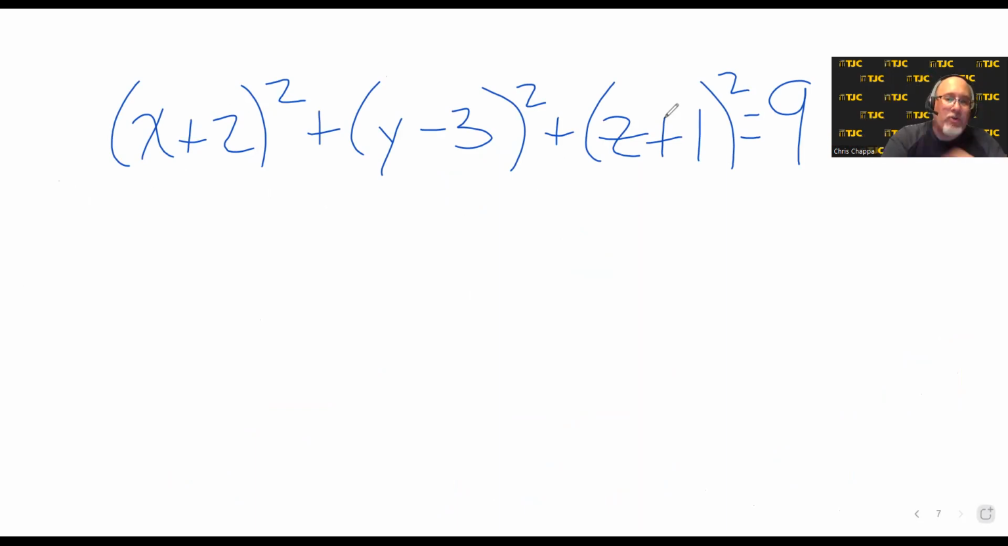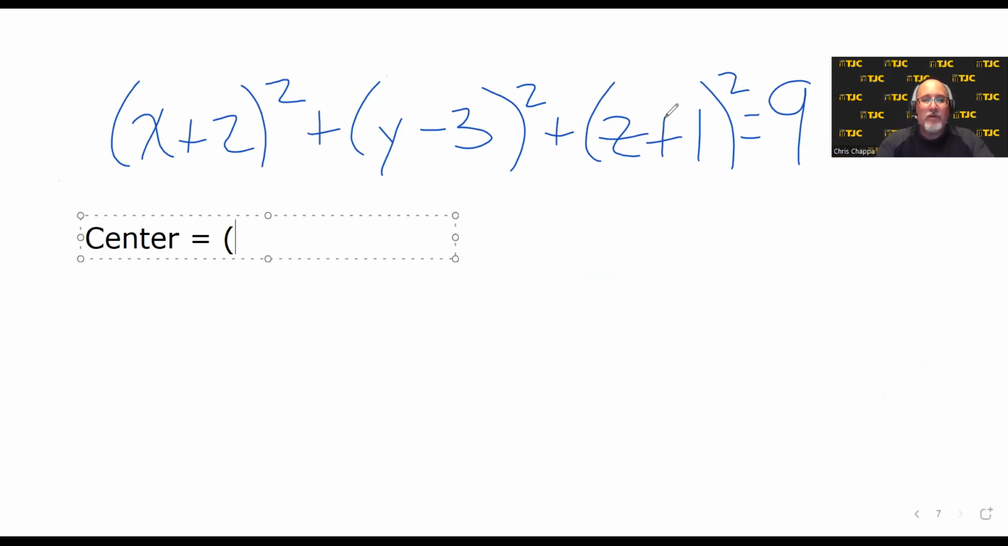All right, so let's answer all the questions, starting with the center. What is the center? Well, it's the numbers being subtracted in each parentheses. Be careful. The center is not 2, -3, 1, because that's not what's being subtracted. What's being subtracted is -2, 3, and -1. Or in a nutshell, when the center goes in and out of the equation, you change the signs of the numbers.